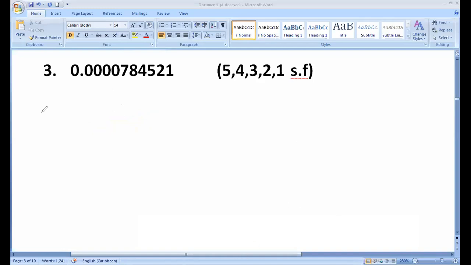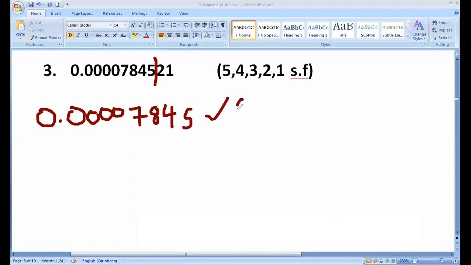Remember, you have to slow down. So it's 0. You have to say 0 point. But first of all, where do you put the imaginary line? Between the 5 and the 2, right? That's what I want you to say. All right. So 0 point, the 4 zeros, and you have 7, 8, 4, 5. Awesome. That's absolutely correct. So that's 4 significant figures.